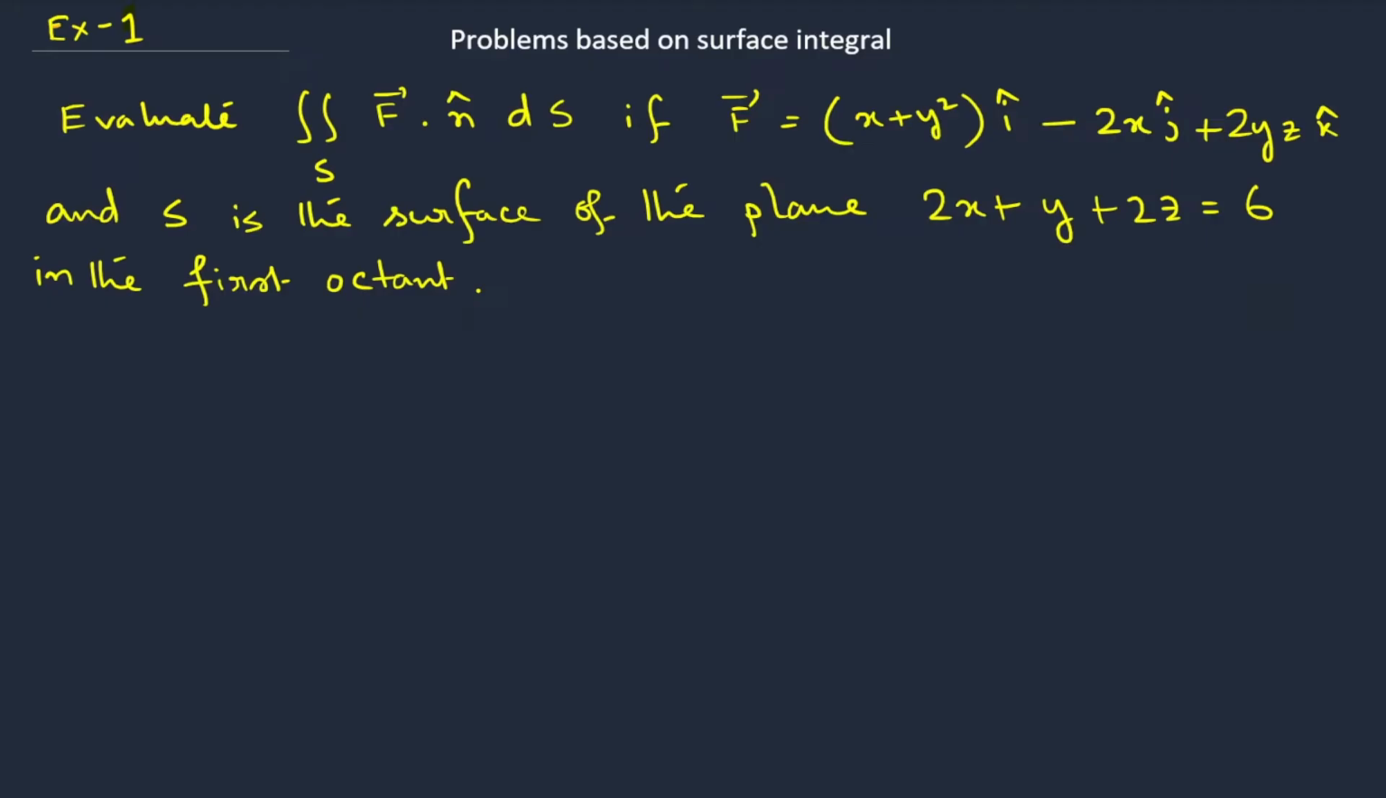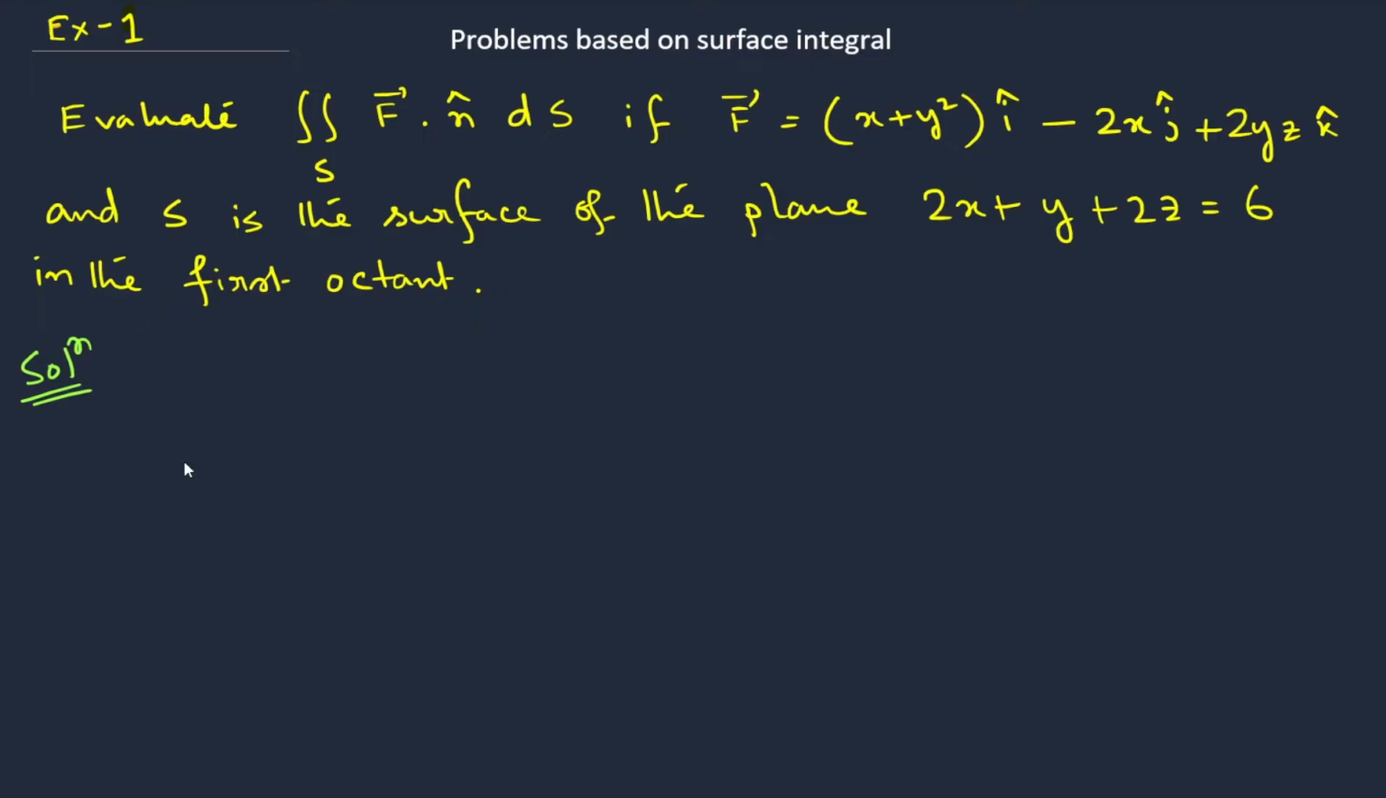Okay, now let us go to our first problem. Now see what to do. Evaluate the double integration over S of F bar dot n cap dS, if F bar is given and S is the surface of the plane, which is also given: twice x plus y plus twice z equals 6. We have to evaluate the surface integral in the first octant.